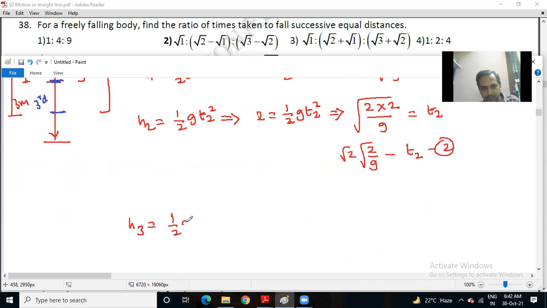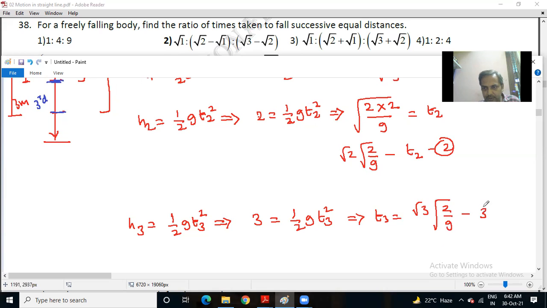H3 equal to half G T3 square. So total distance after 3 seconds. So it means this is 3 meters. So total time after traveling 3 meters, half G T3 square. So I can write this as T3 is equal to root 3 into root 2, in particular under root 2 by G. You call this equation 3.